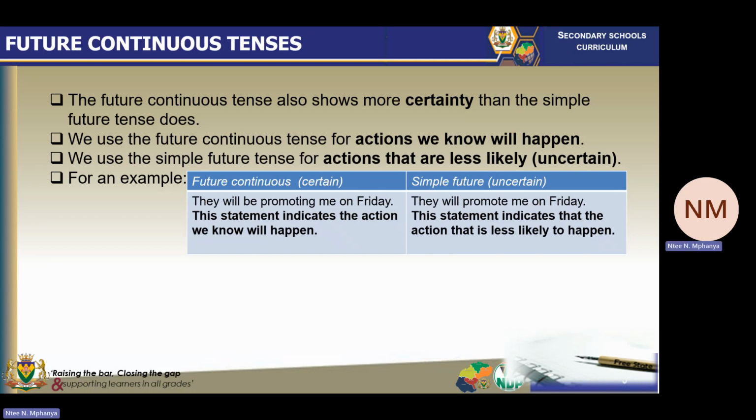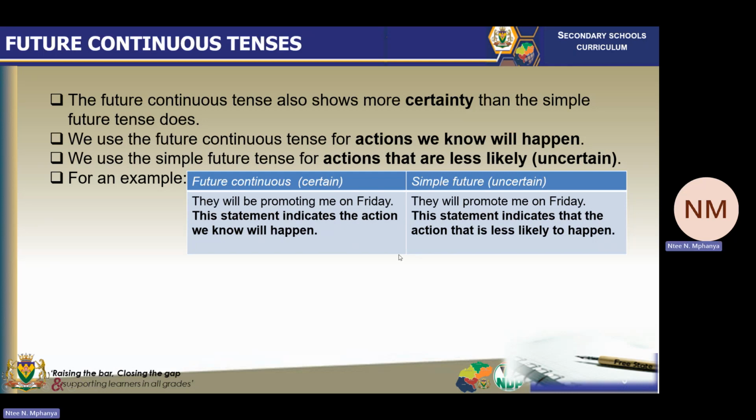Look at this sentence. They will be promoting me on Friday as compared to they will promote me on Friday. The first sentence indicates that the action we know will happen. This is the action, they will be promoting me on Friday, that we know will happen. While they will promote me on Friday is a statement that indicates that it is less likely to happen. So therefore, this is where the difference comes in.